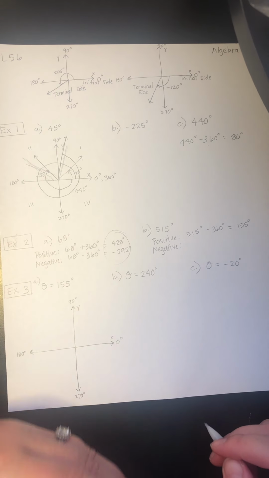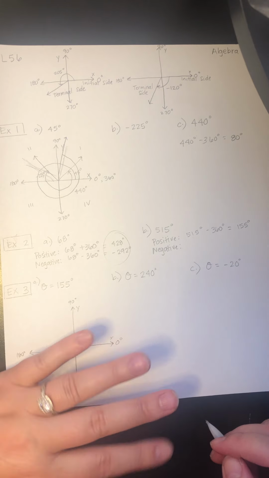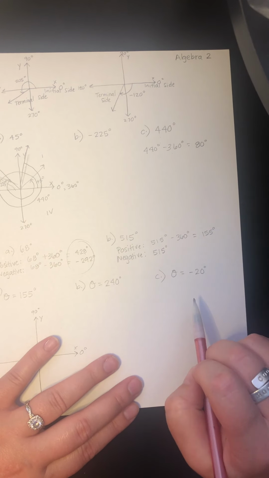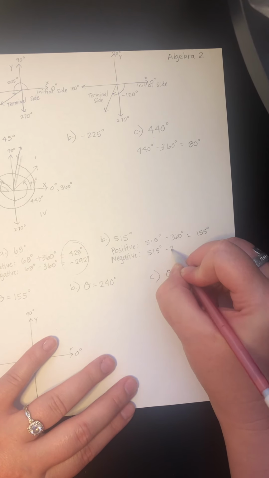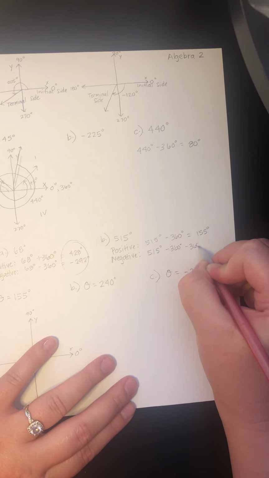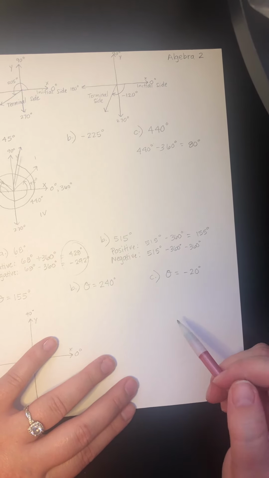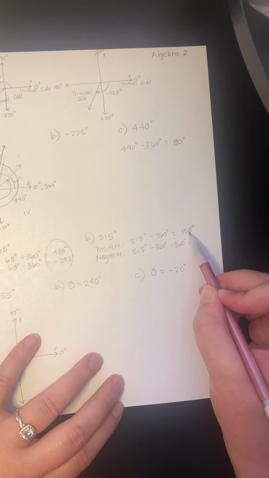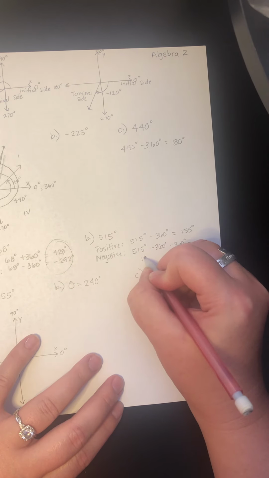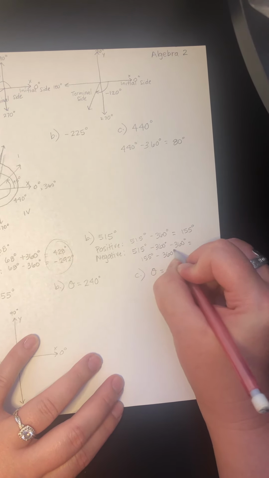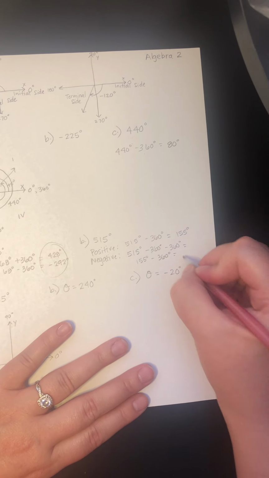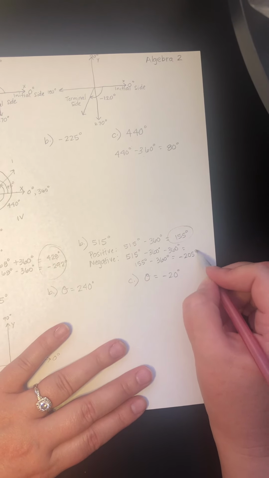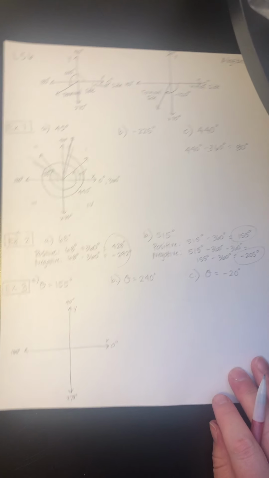Now, how do we find a negative coterminal angle? Well, if we do 515 minus 360 degrees, it's still positive. So let's subtract 360 two times. Another way to write this is 360 times 2. We already know if we subtract 360 one time, we get 155 degrees. Now 155 minus 360 is going to give us a negative number, and that is negative 205. So our positive coterminal angle is 155, and our negative coterminal angle is negative 205.